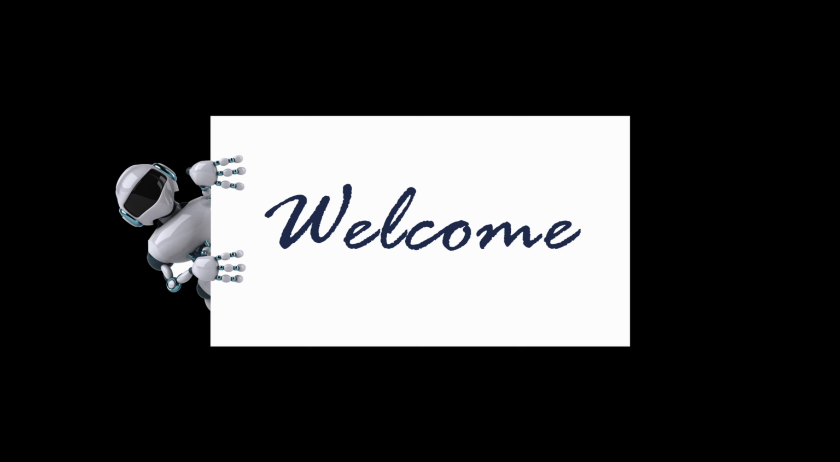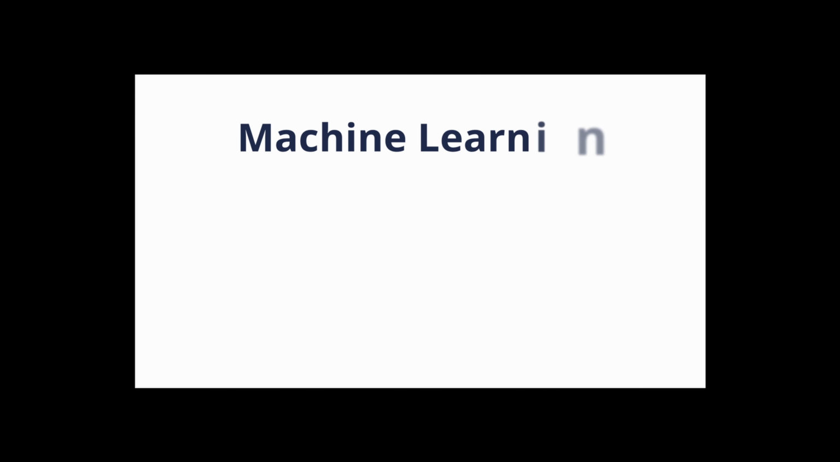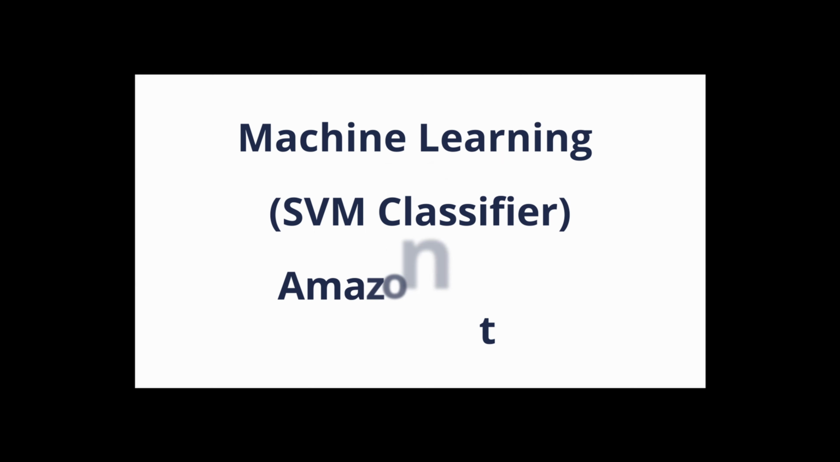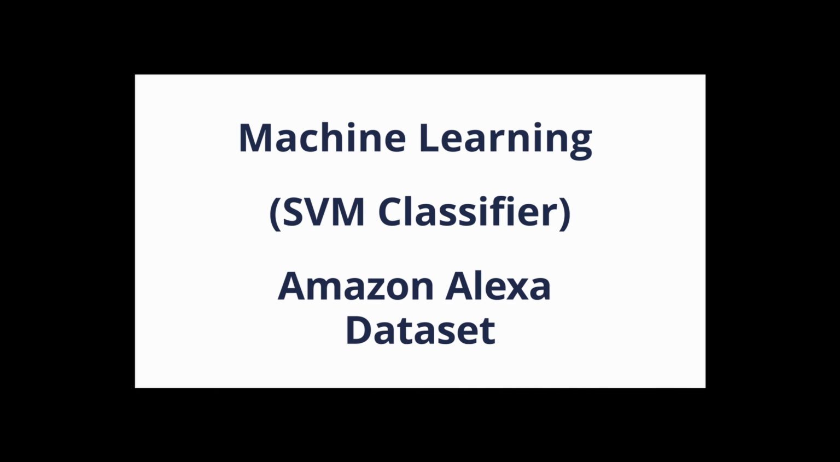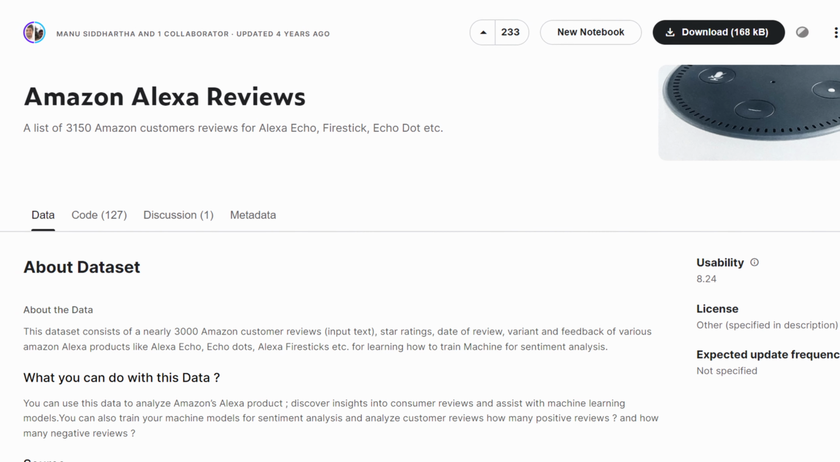So in today's video, we'll be looking at implementing a machine learning algorithm, namely support vector machine, on the Amazon Alexa dataset available on Kaggle. The dataset consists of nearly 3000 customer reviews from Amazon on various products.